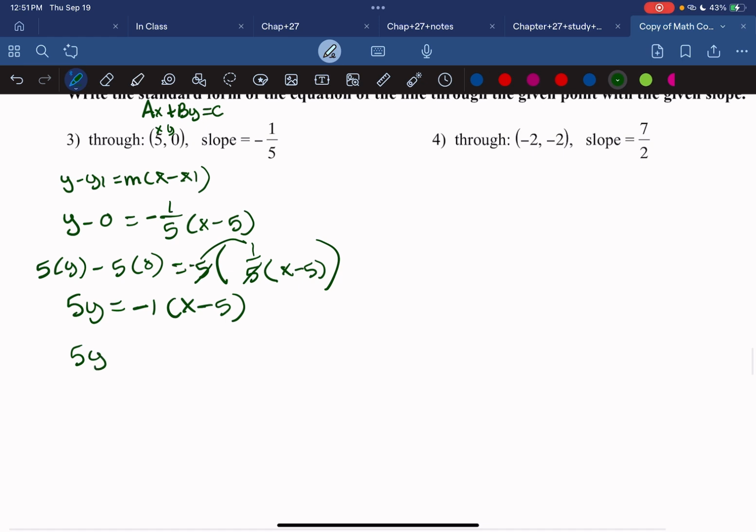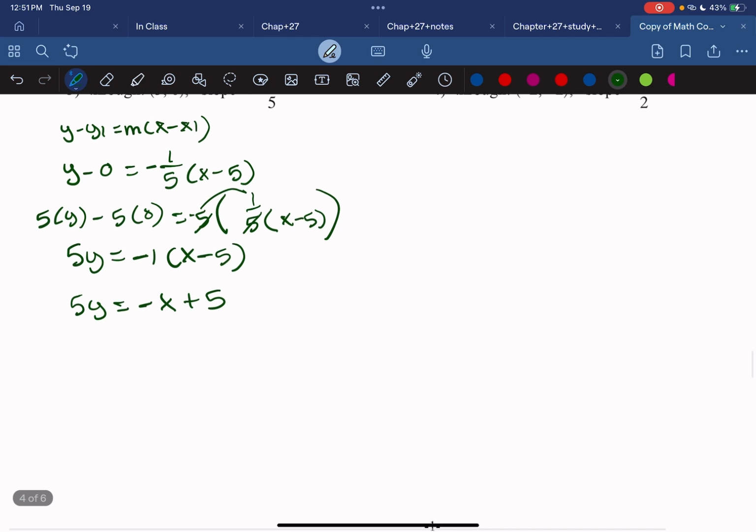Now let's distribute that negative 1, negative x, plus 5, because a negative and a negative is going to give us a positive. And this would be negative 1x, but we don't usually write the 1 in front of the variable, so negative x.